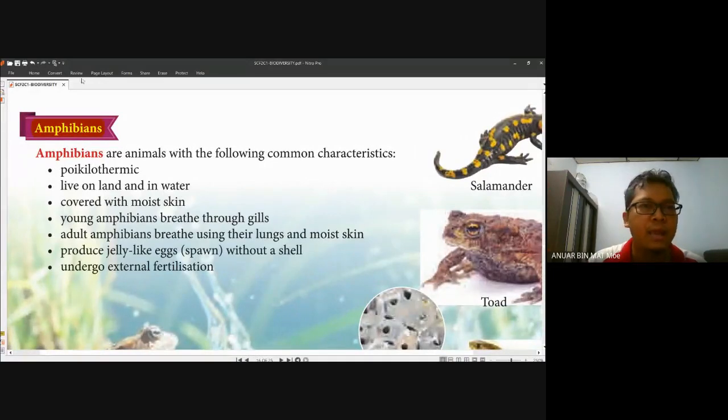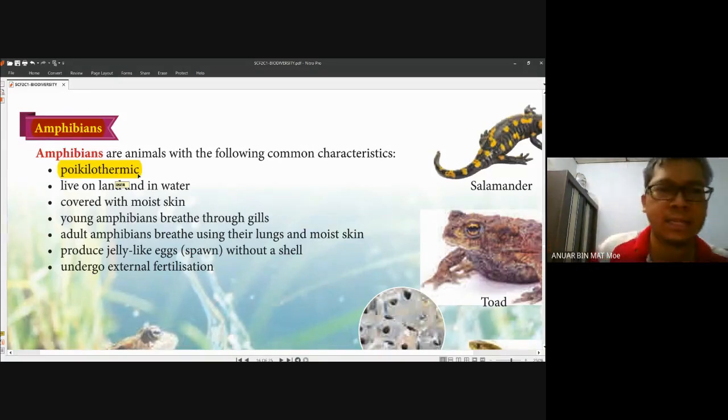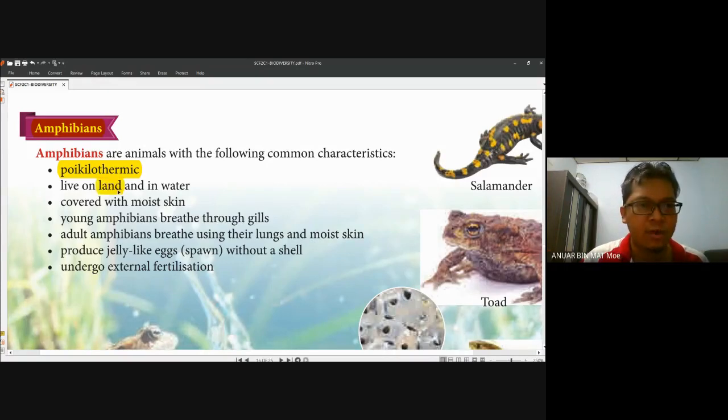Okay, what are the characteristics of the amphibian? It is what we call poikilothermic. You still remember what is poikilothermic? Okay, meaning that it is cold-blooded, right? Number two, it lives on land and in water, meaning it can live in both. Okay, number three, covered with a moist skin.